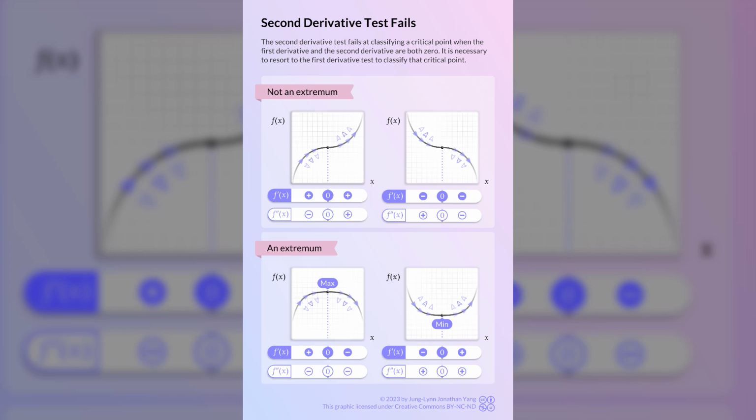What matters is that the first derivative does change signs from positive to negative, indicating a maximum, or negative to positive, indicating a minimum.